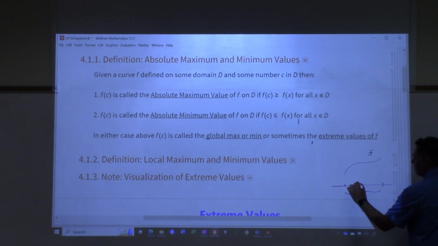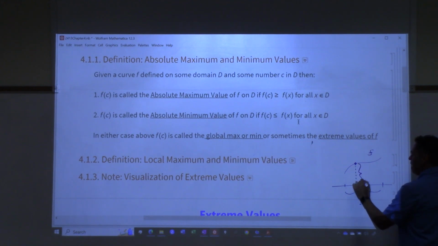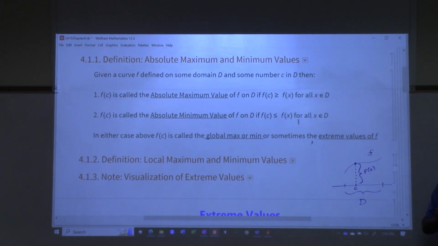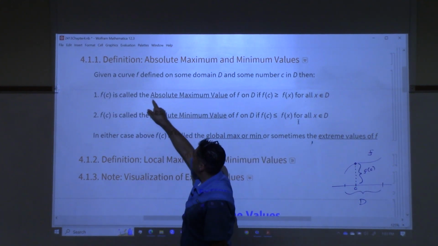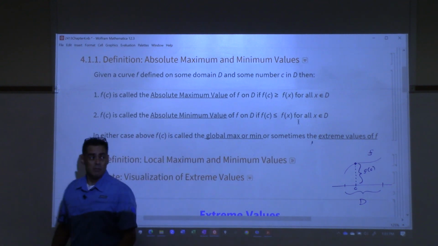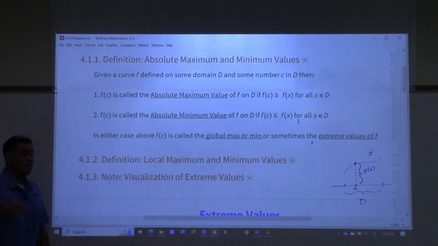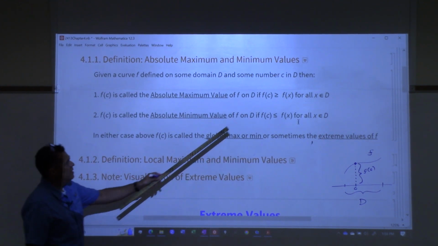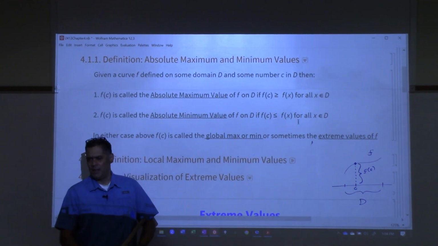so that there's some value here, c in D, that when you look at that number c plugged into the function, we're going to call that y value, okay? The distance from here to here, that's f of c. That's how tall the function is, or how high that point is, or how low it is if it's below the x-axis, right? That value right there, f of c, is called the absolute maximum value of the function f on D if f of c is greater than or equal to f of x for all x in D. Okay, so what does that mean?